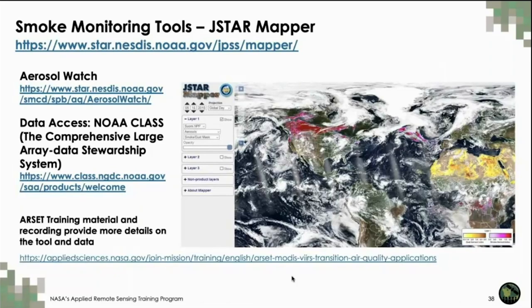You can also display this smoke and dust product from several visualization tools. One is called Aerosol Watch, which I showed you earlier. The data can be downloaded from NOAA CLASS. The link is given here. And there is some ARSET training material which we have done earlier. You can also visualize this on the JSTAR Mapper, which is very similar to Worldview, but designed by NOAA. This tool allows you to display some of the data products that came out from the NOAA on aerosols, fires, smoke, and a few others, including the true color. I will not go through the tool, but it is very simple, very similar to Worldview. You should be able to display the data easily here.